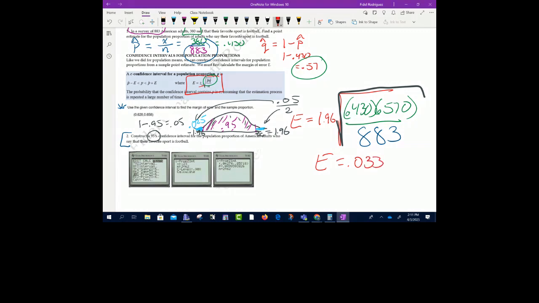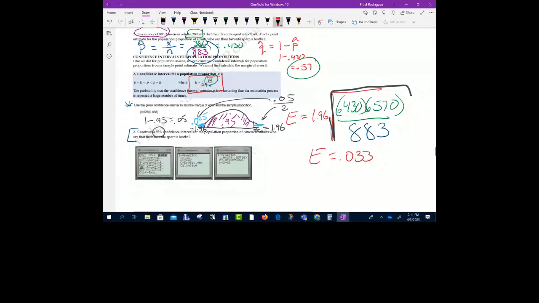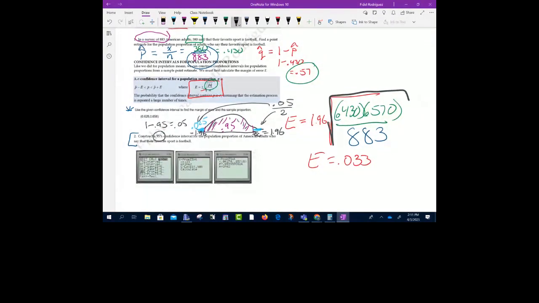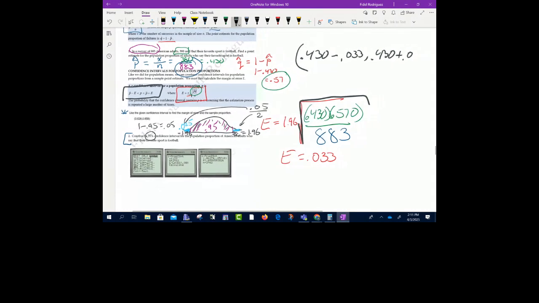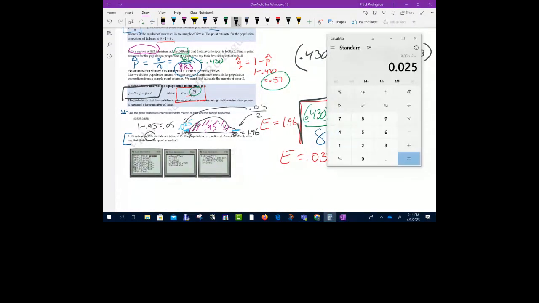Now, how do we find our confidence interval? The way we're going to find our confidence interval, y'all, right here. We're going to take p hat minus the error and p hat plus the error. So our p hat, we said, was 0.430 minus 0.033, and then 0.430 plus 0.033, okay? So look, let's see what those numbers add up to.